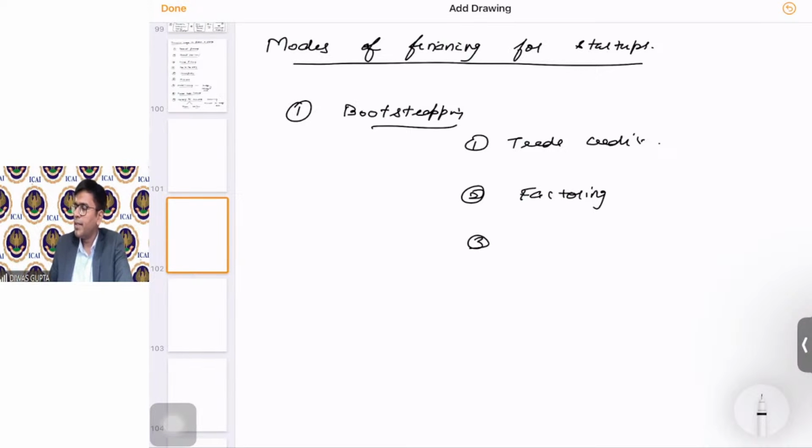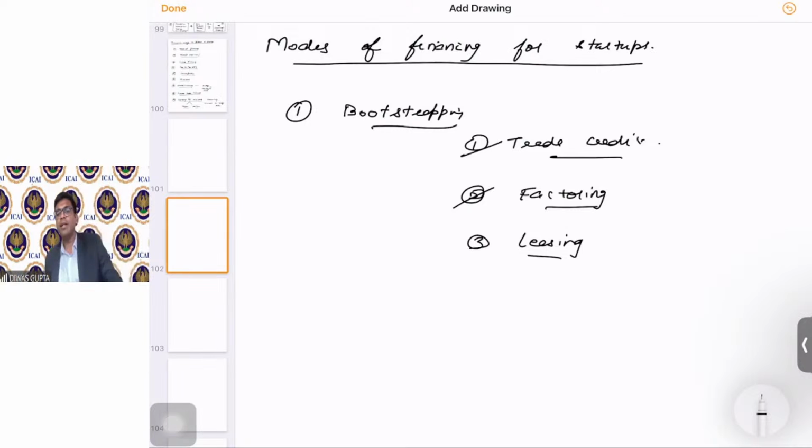Third was leasing. So this is something new, students. I think trade credit and factoring we have already studied in the innovative ways also. So please do remember, if the question is what are the modes of financing for startup, then this will come: bootstrapping, and under bootstrapping, trade credit, factoring, and leasing. But what are the innovative ways that we have already studied?